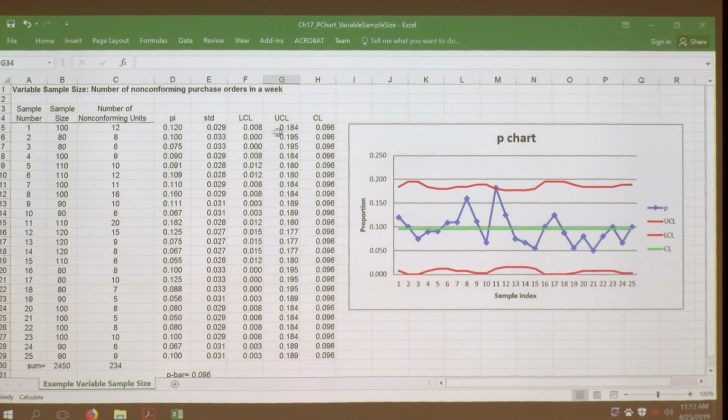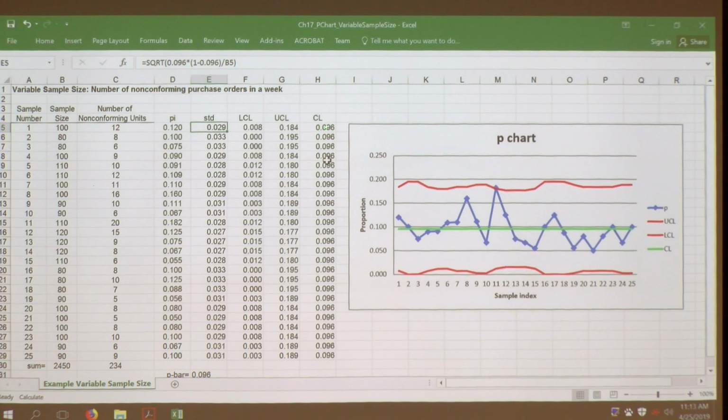0.096. And then now you see the standard deviation is different. The standard deviation is the square root of p(1 minus p) divided by n. Previously we divided by a constant sample size. Now you divide by ni. ni is over here. That means you divide by whatever sample size it is. So you get a different standard deviation.